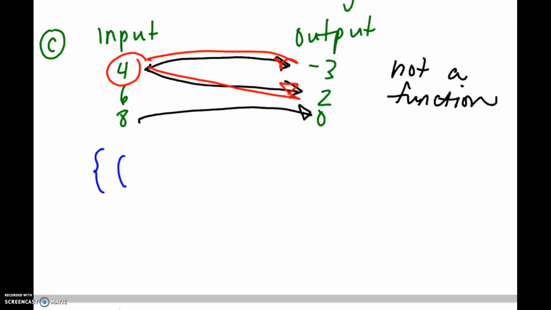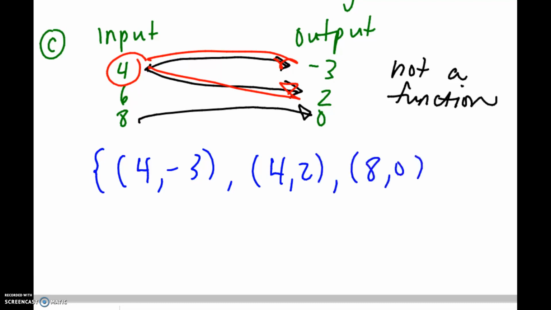And you're used to seeing ordered pairs when we were talking about graphing on the Cartesian plane. So the ordered pair would have been 4, -3. The other ordered pair would have been 4, 2. And then we had 8 mapping to 0. Again, this was not a function because the 4 is repeated.